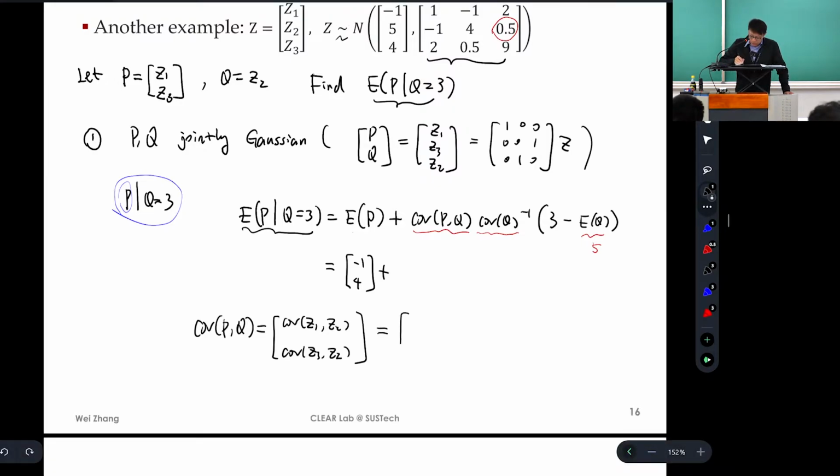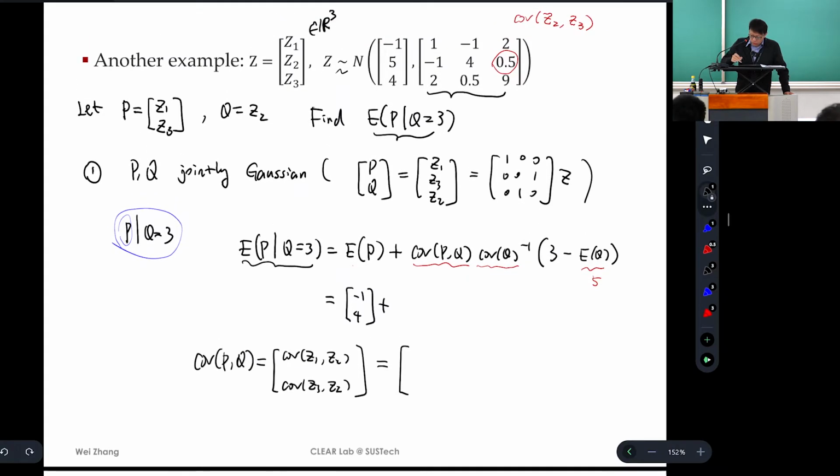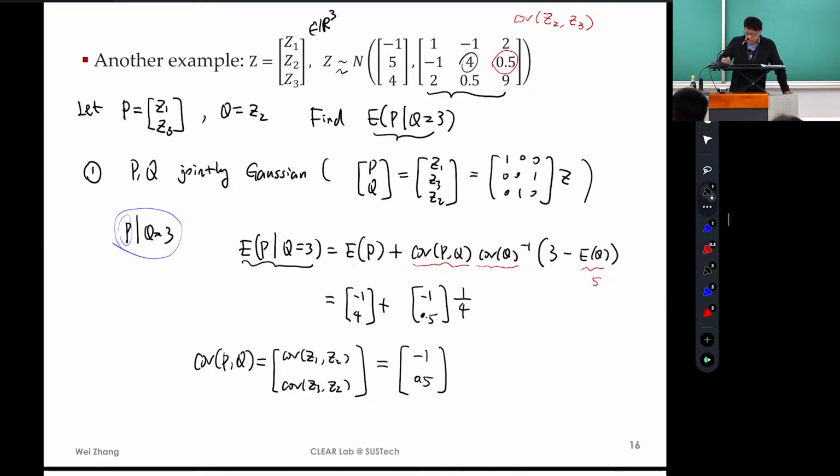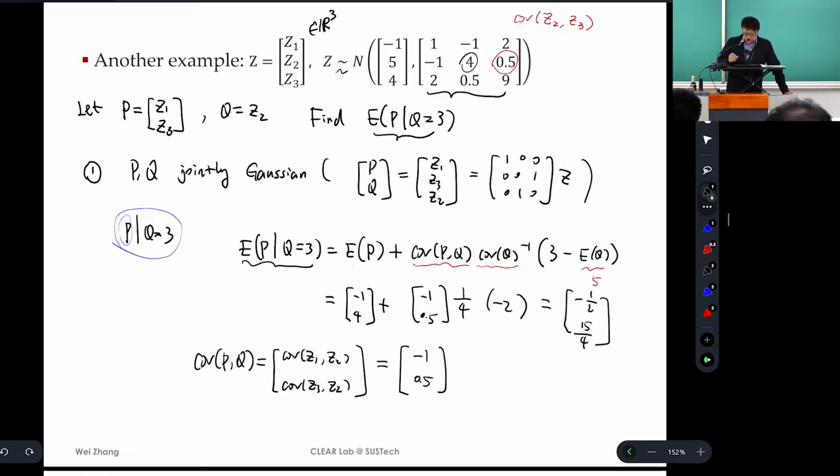Okay, so this will be Z1, Z2, you know how to read this, right? This is -1, Z3, Z2, this raised to is 0.5. Okay, so this guy is minus 1.5. Covariance Q is what? It's this guy. So it's 1 over 4. So we don't need to do an inverse matrix. It's just the inverse of a number, and times the minus 2. Okay. Overall, I think it's negative half, and 15 divided by 4.